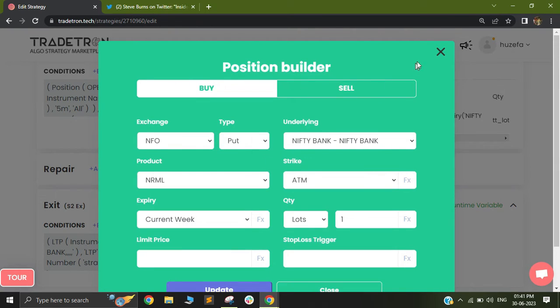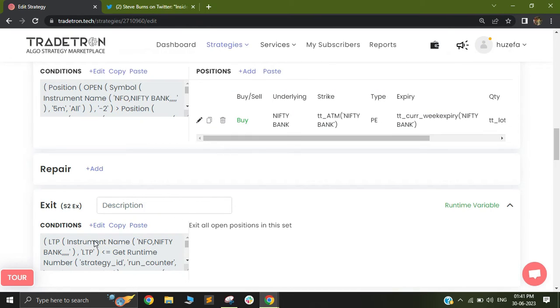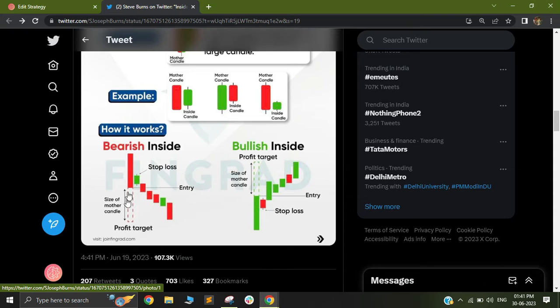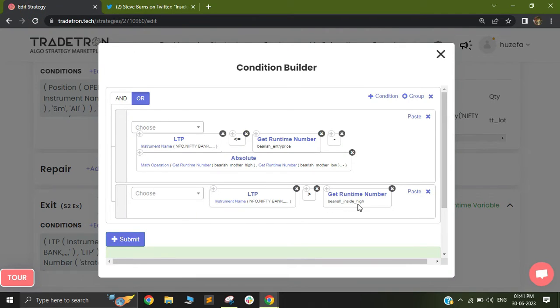This is again a simple buy put in case of a bearish signal. Similarly, I have my exit conditions, and they are also quite straightforward. I'm looking at the same size of this particular mother candle, and based on that taking a trade. And I also have my stop loss, which is the high of the inside bearish candle.